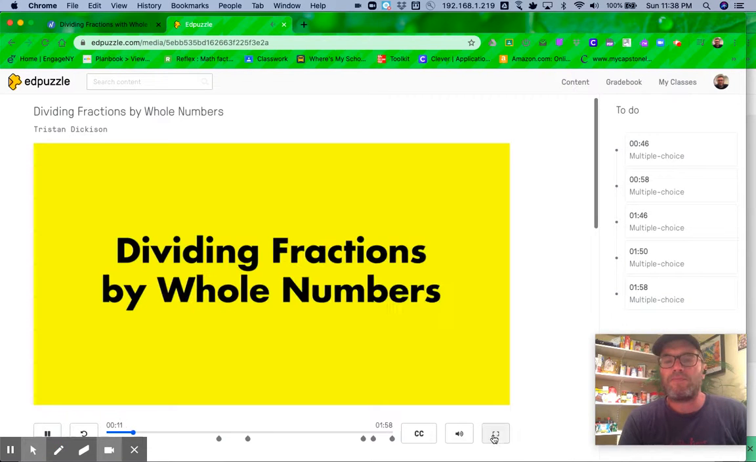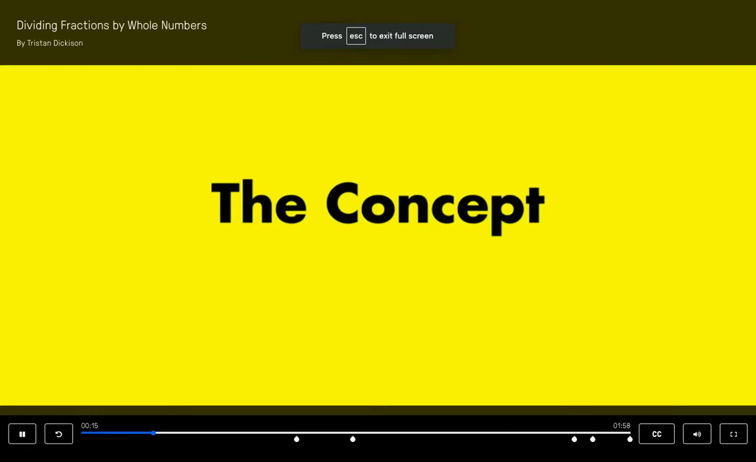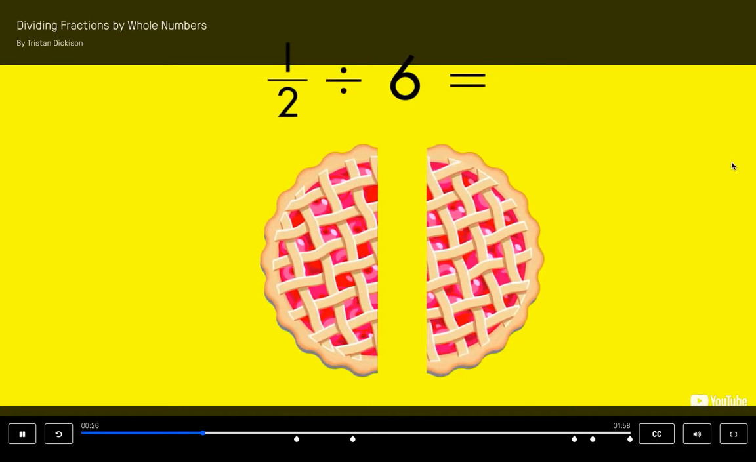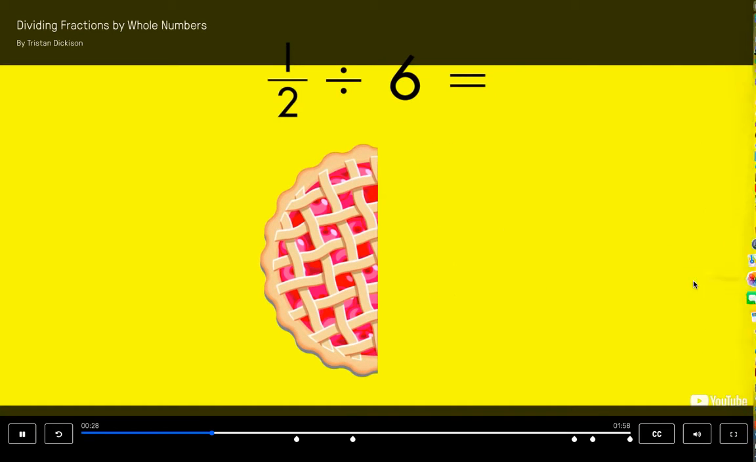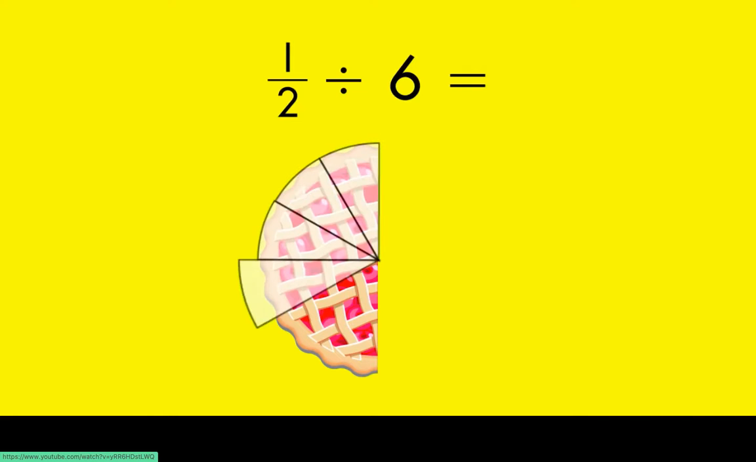Dividing fractions by whole numbers. To understand what's happening when we divide a fraction by a whole number, let's look at the problem 1/2 divided by 6. To make this problem easier to visualize, imagine a half-eaten cherry pie. When we divide 1/2 by 6, it's like asking how much of the whole pie each person will get if we divide half of the pie into 6 equal parts.